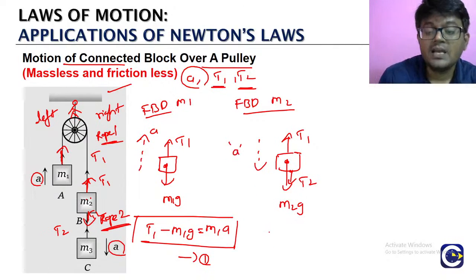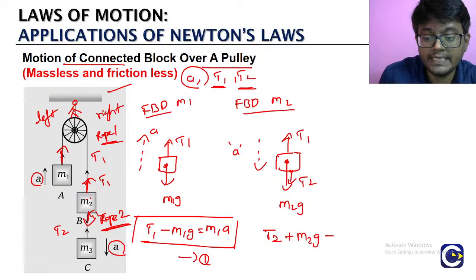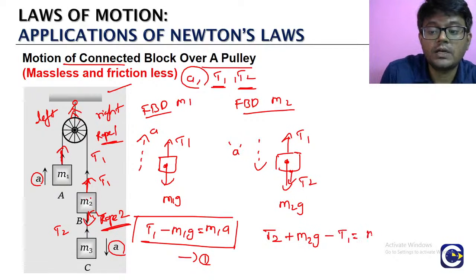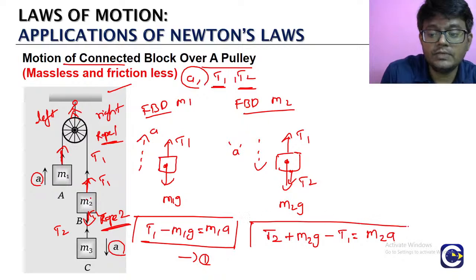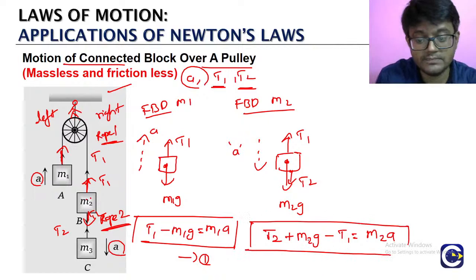It means net downward force. Downward, there are two forces, T2 and m2g. Downward force minus upward force is equal to the mass of the object into its downward acceleration.